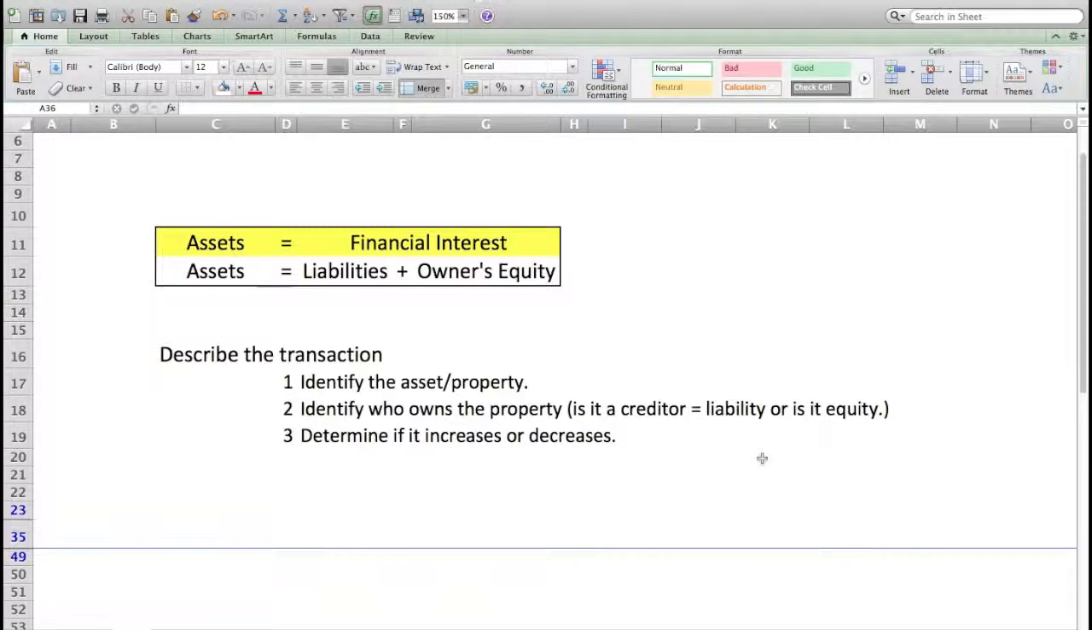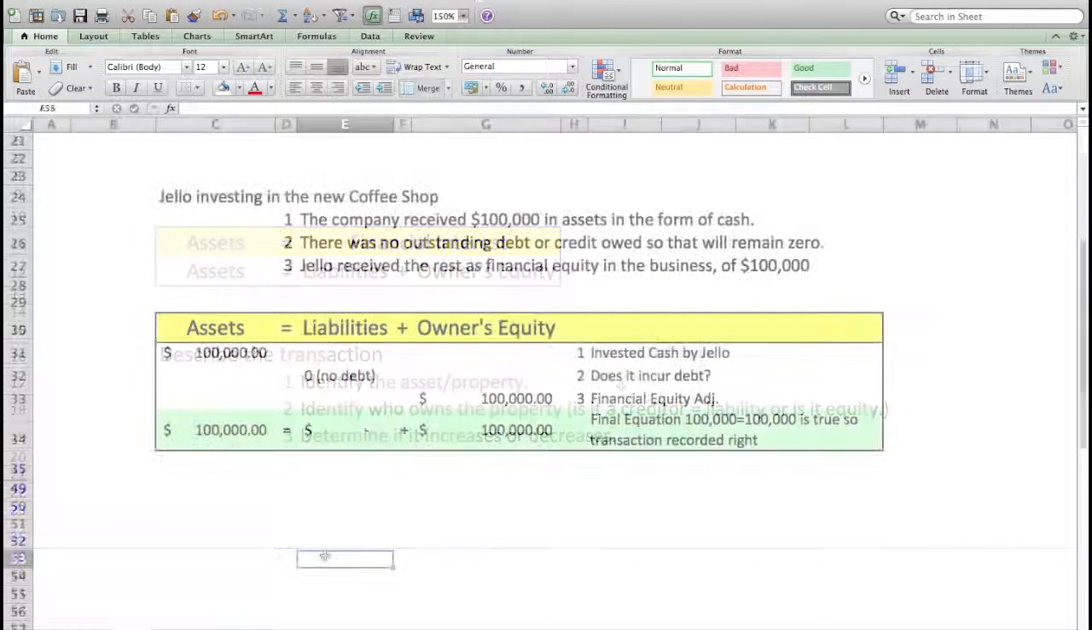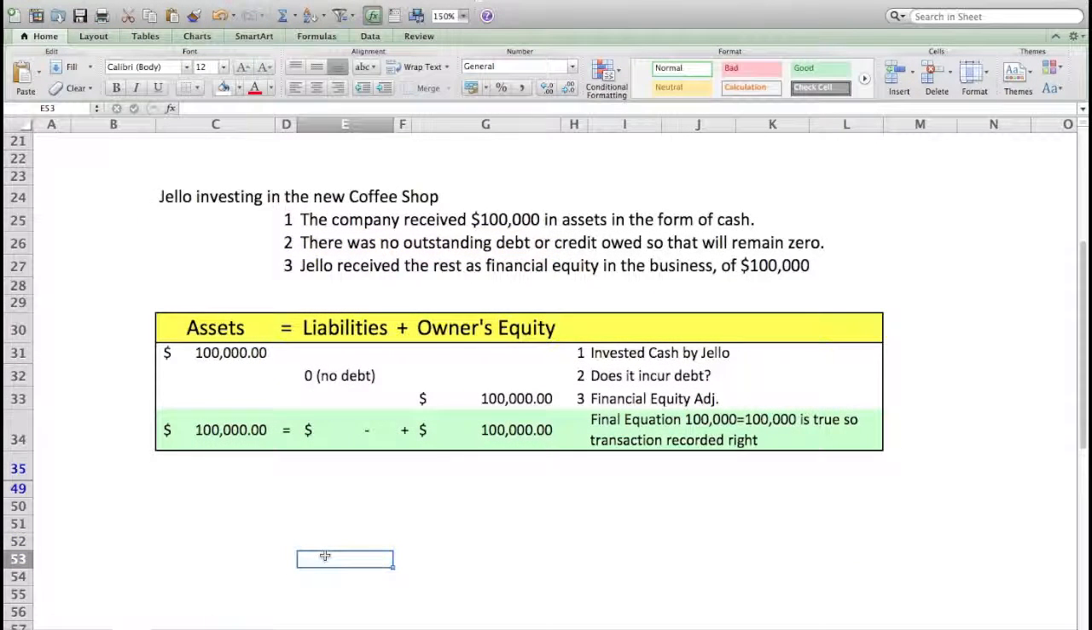And then you determine if it increases or decreases: what value increases and what value decreases. And remember, this must always remain equal. Your assets must always equal your liabilities plus your owner's equity. So let's check out the first transaction, that of Jello investing $100,000 into the business. The following analysis setup will break down the transaction. First, identify the assets or property.